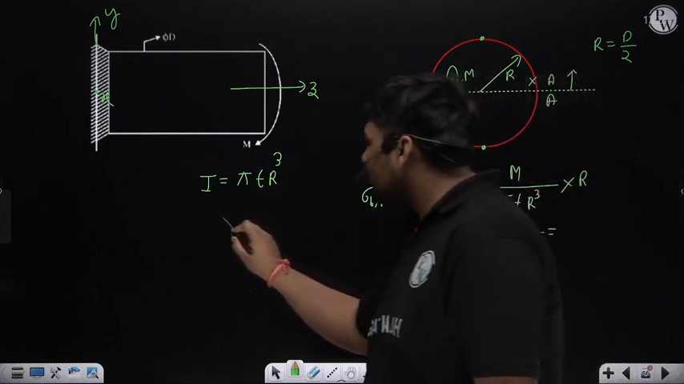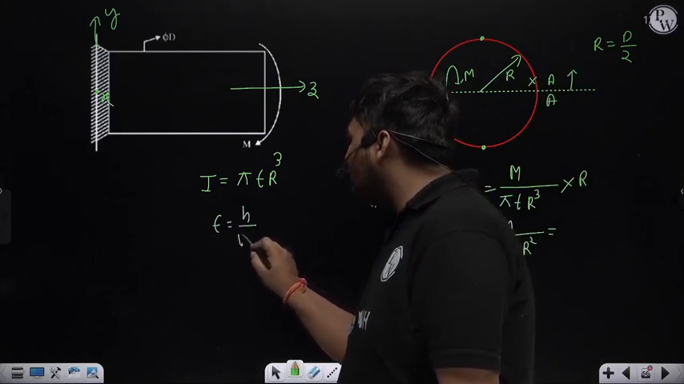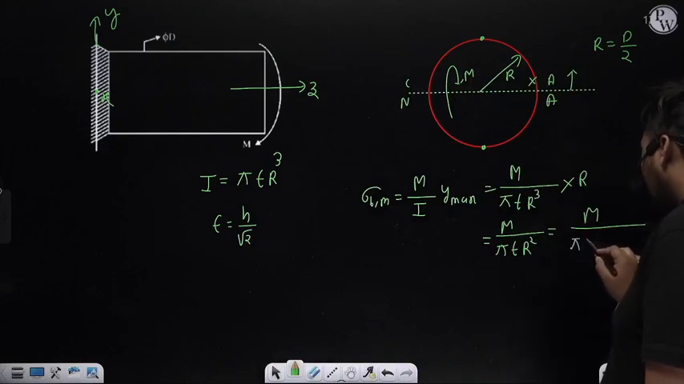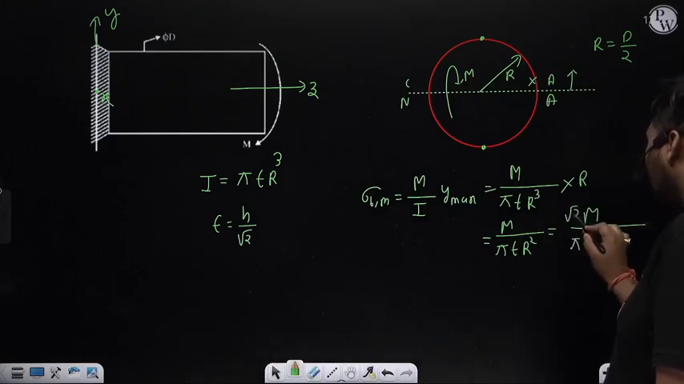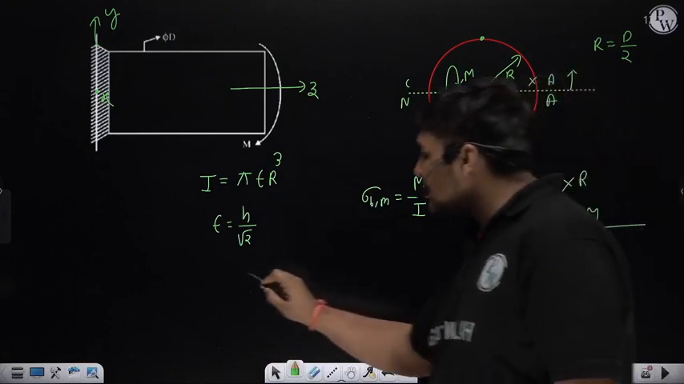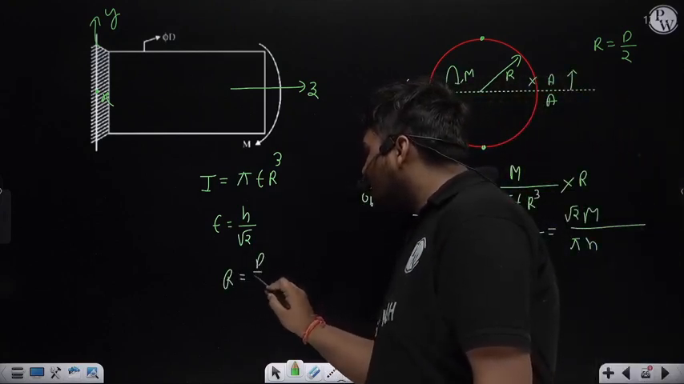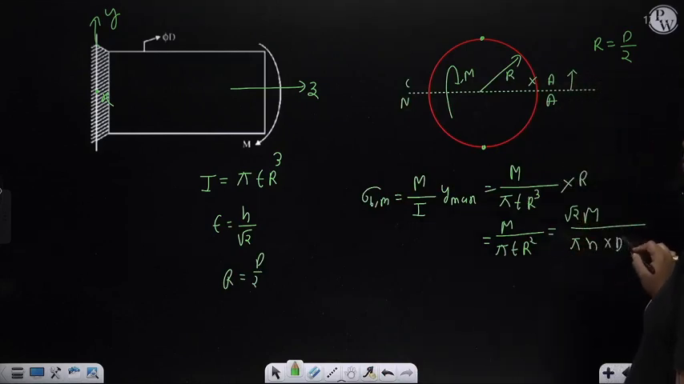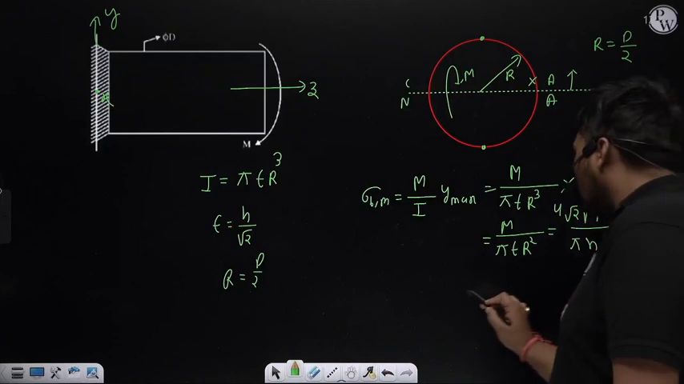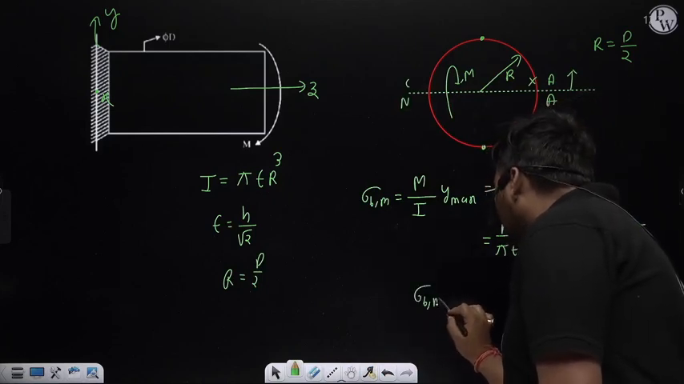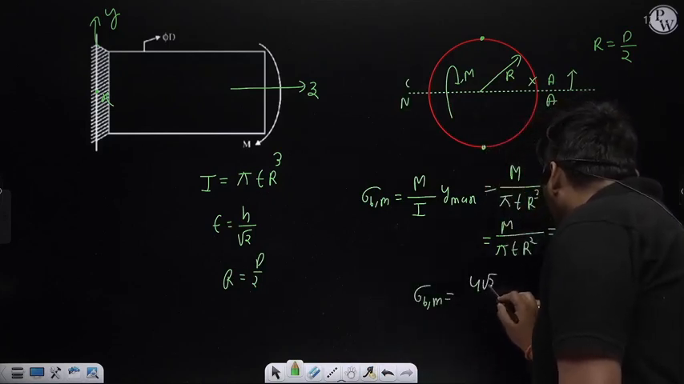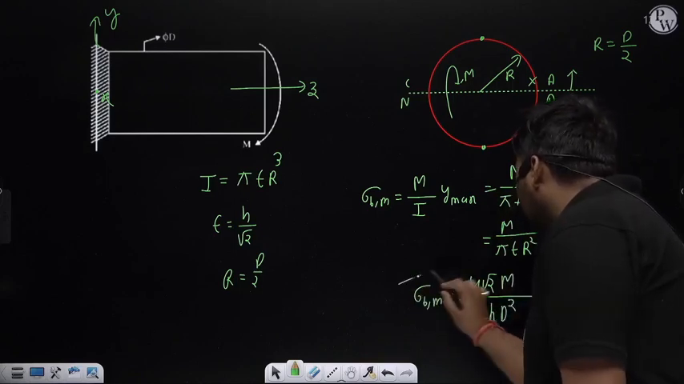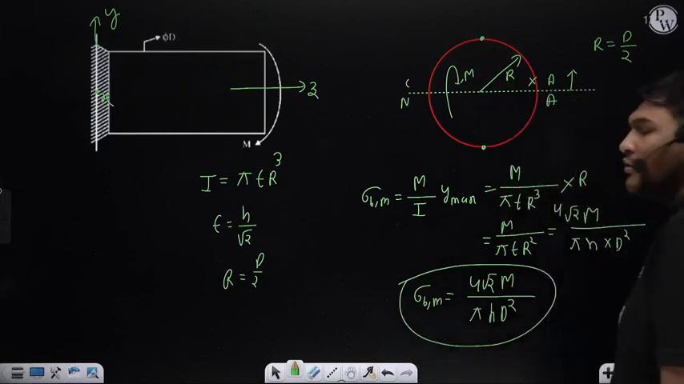So t is throat, and throat is nothing but h by root 2, where h is the leg of the weld. If we replace M upon pi t by h by root 2, here h will come and root 2 will come on the upper side. r is equal to d by 2, so if we replace r by d by 2, it will be d square by 4. Here d square will come and 4 will come on the upper side. After simplifying, the expression of maximum bending stress is 4 root 2 M upon pi h d square.